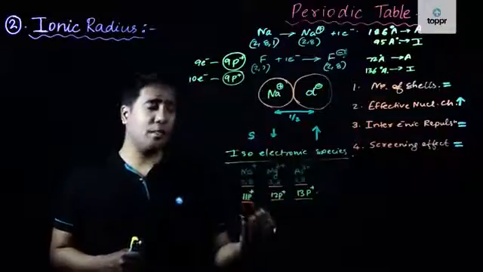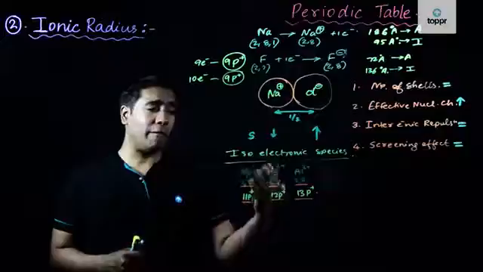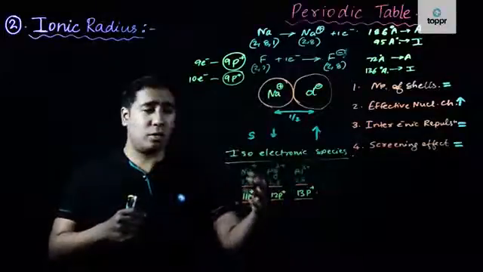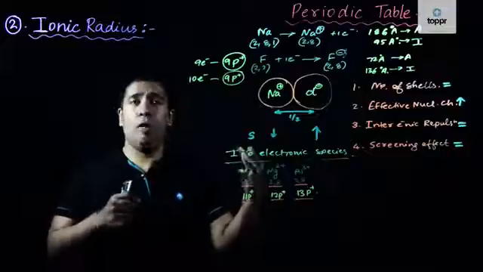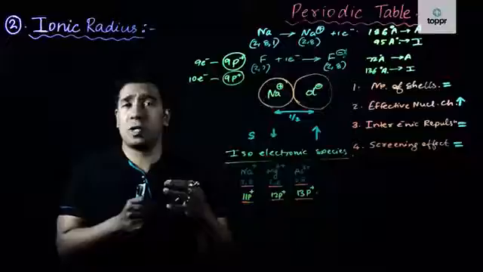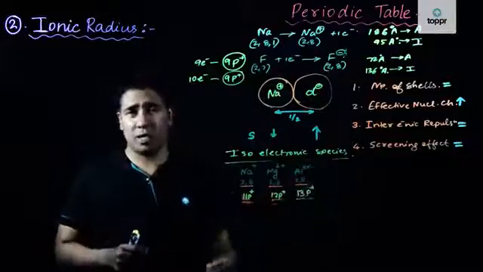The ionic size will decrease because of the effective nuclear charge being more. The outer electrons, that is the second shell electrons, will be pulled towards the nucleus with a much larger force. Let's write it down so that we understand it better.